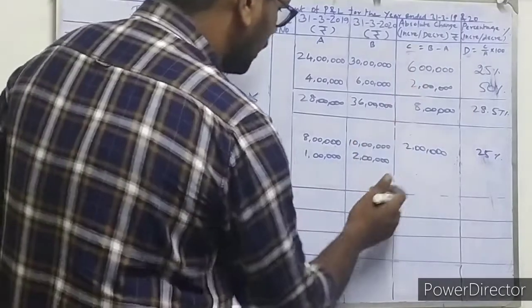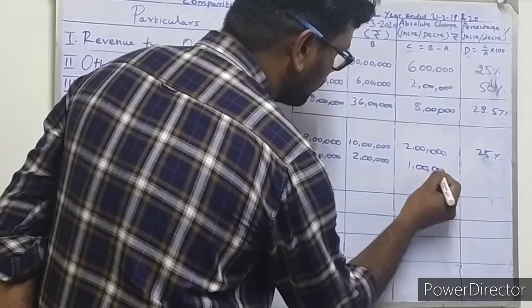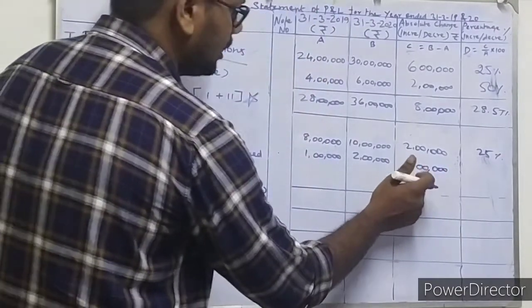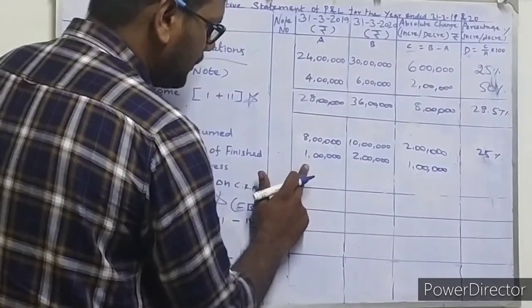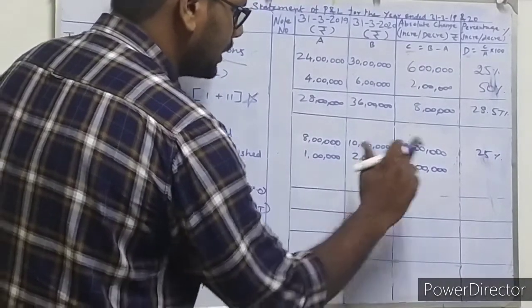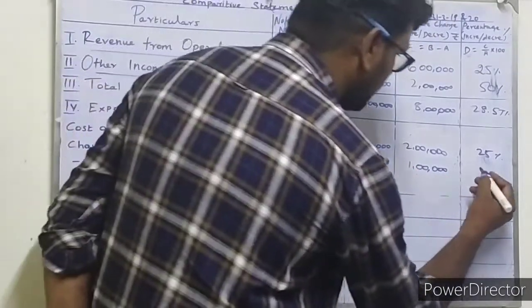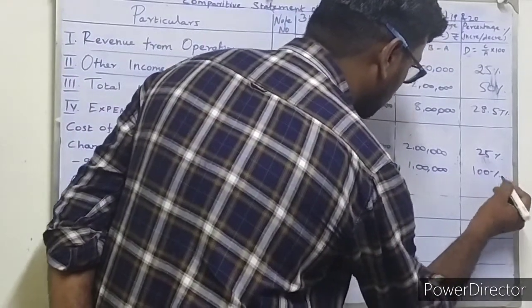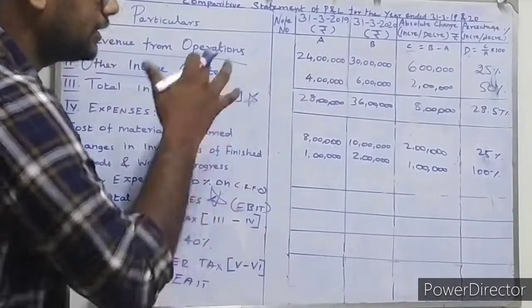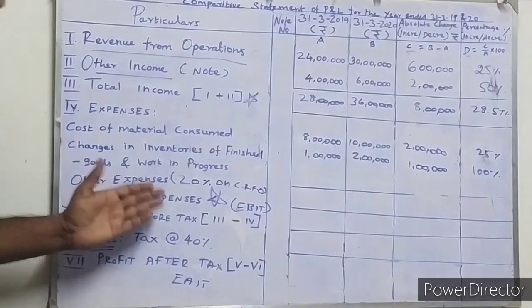We are executing this formula. 2 minus 1 is equal to 1 lakh rupees. 1 lakh rupees is the absolute change, and the previous year is the base year. So 1 lakh rupees divided by 1 lakh rupees into 100. So 100%. Compared with the previous year, 100% it is increased, isn't it? I hope you are clear about it. Next one is other expenses.